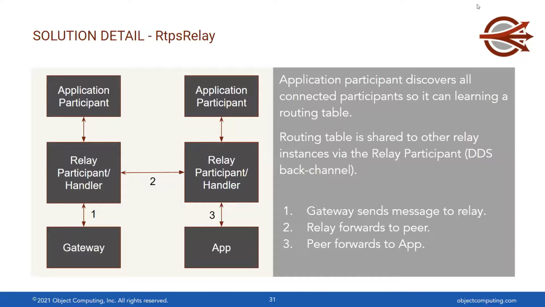So based on this architecture, this is horizontally scalable. At worst case, there's always going to be 3 hops for a message. So we can keep adding relay instances to accommodate a growing number of gateways and a growing number of applications. Okay, let's do the next slide.